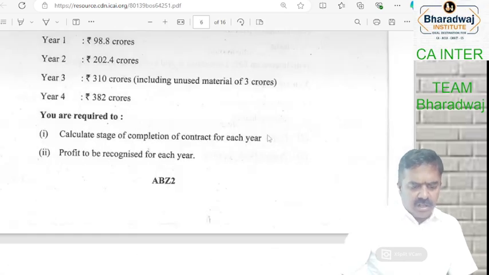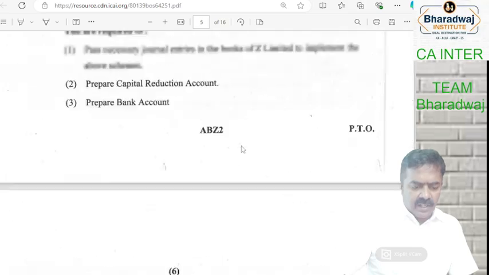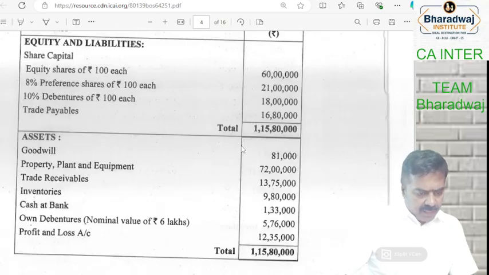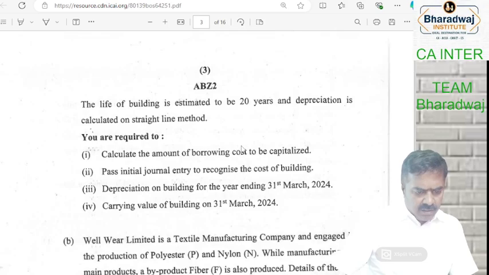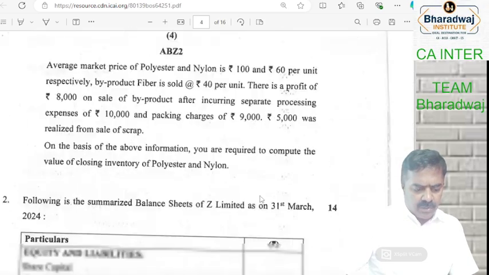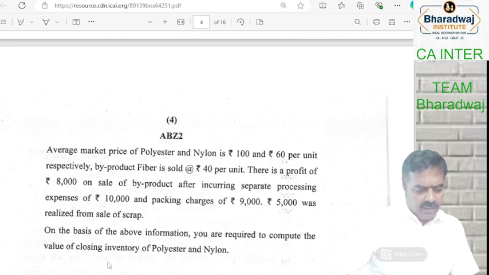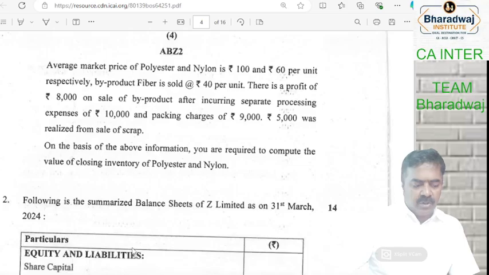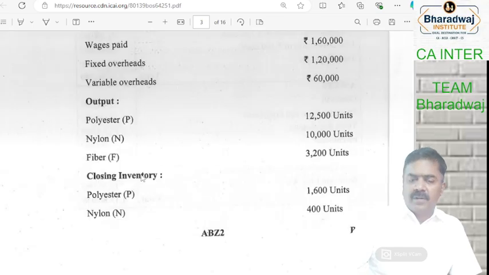Maybe this contract, Accounting Standard 7. Then another question: borrowing cost, how much to be capitalized? Then find out the value of closing stock as per Accounting Standard 2.